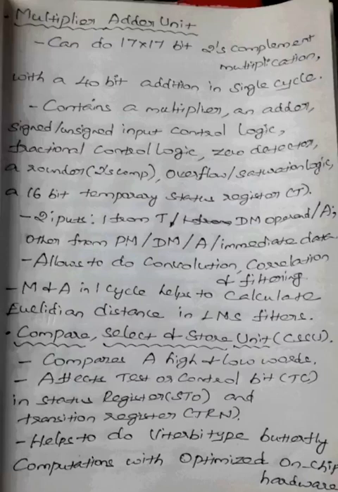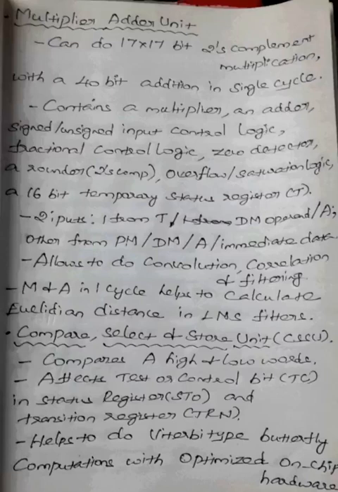This multiplier adder unit contains a multiplier to do multiplication, an adder to do the addition, signed or unsigned input control logic which gets the input and provides the input to the multiplier and adder, fractional control logic which deals with the fractional part of the data when the data to be operated on by this multiplier adder unit is fractional numbers, and a zero detector, which is like a zero flag to indicate whether the result is zero or not, a rounder which converts the fractional result into the integer part, and overflow or saturation logic which is very similar to an overflow flag or a carry flag to indicate the overflow, and a 16-bit temporary register called T. These are all the different units available in the multiplier adder unit.